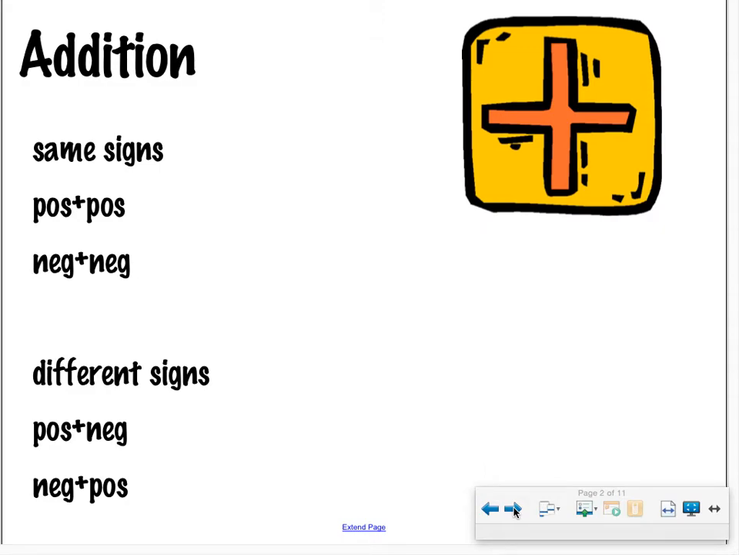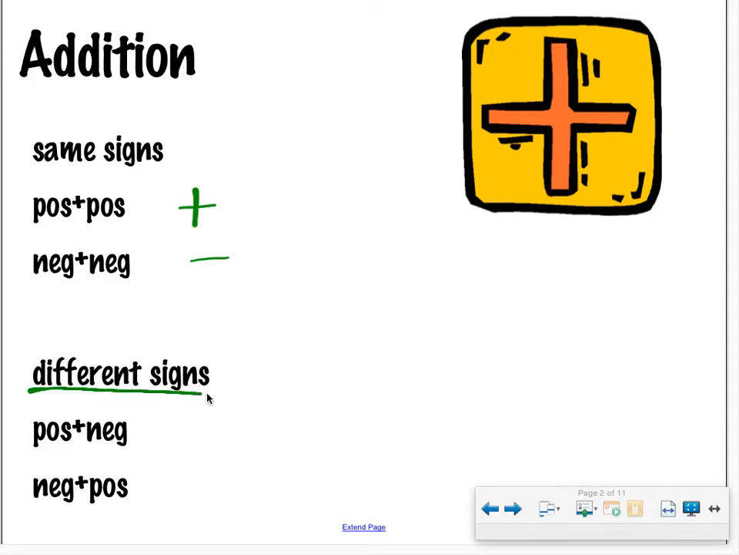So for the same sign, we know when it's positive plus positive, we add the two numbers and keep the value of the sign, which is positive. When it's a negative plus a negative, we add the absolute value of the two numbers and we keep the sign, which would be negative.